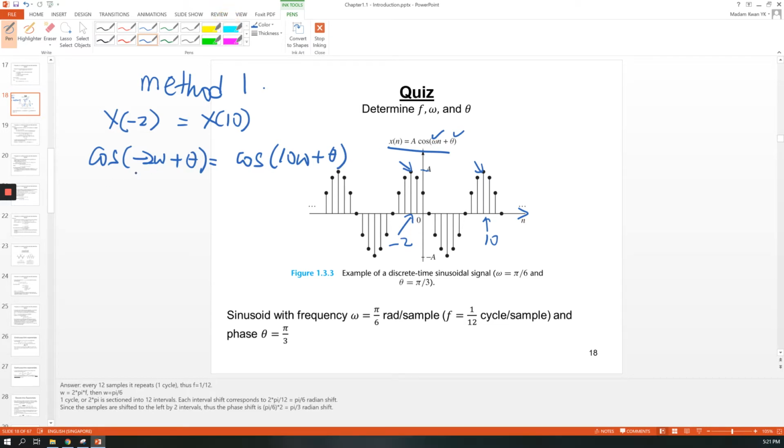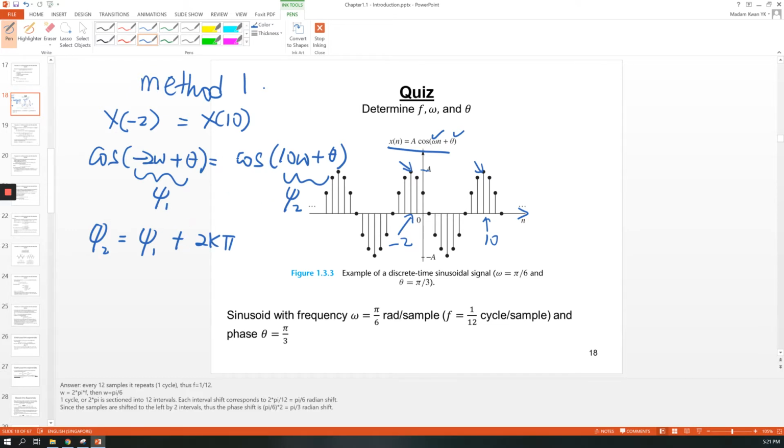So assuming this angle is phi 1 and this angle is phi 2. In order for cosine of this angle to equal cosine of this angle, a condition has to be met. Let's assume this angle is smaller than this one, so let's say phi 2 is phi 1 plus 2k pi. Why do I write this equation?